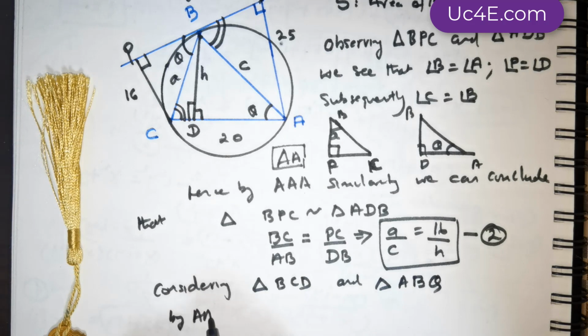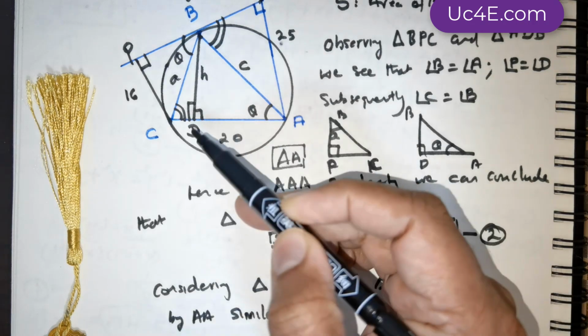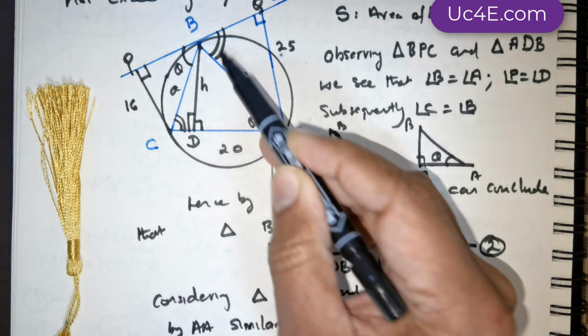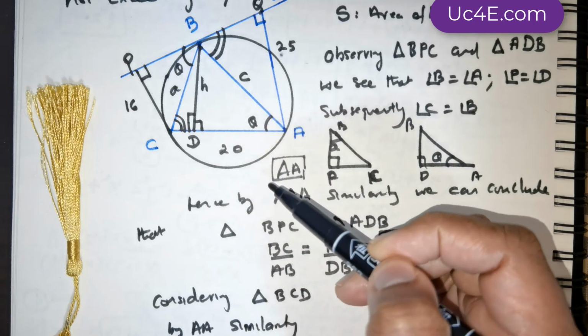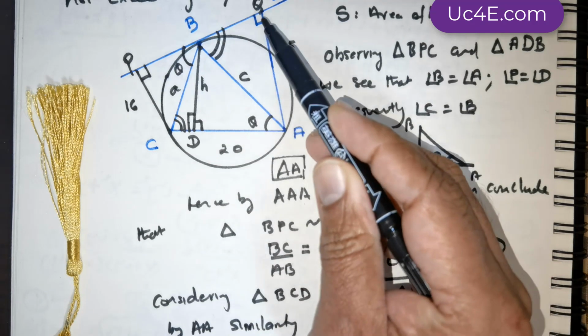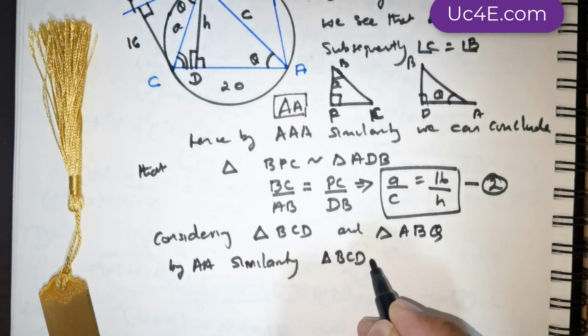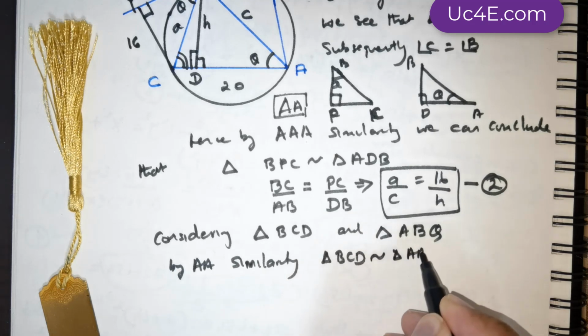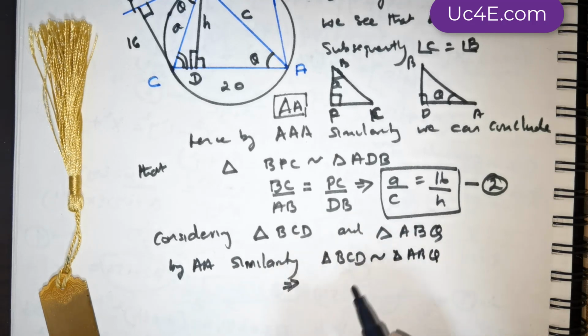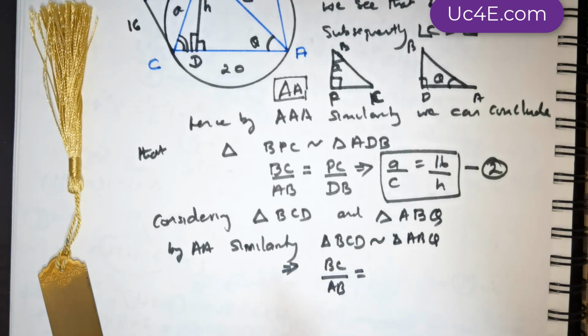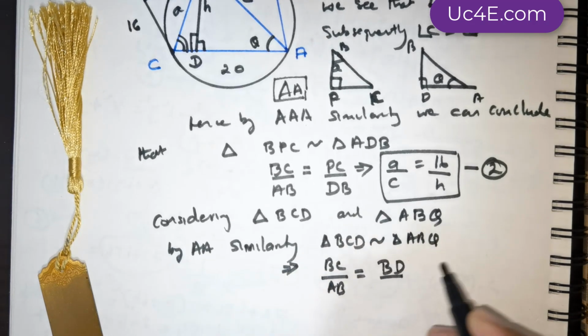By AA similarity, clearly we see that this angle and this angle are the same. We got a 90 degree here and also a 90 degree there. Triangle BCD is similar to triangle ABQ. So this would mean BC over AB is equal to BD over AQ.